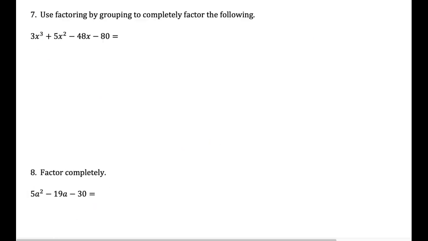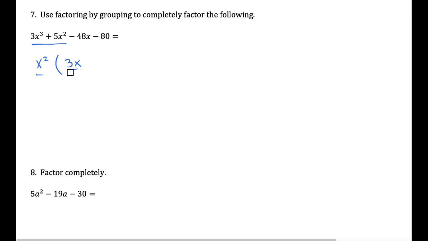This next one asks us to factor by grouping to completely factor the following. So completely factor means even if you think you're done, look at it and see if anything else factors. When we're asked to factor by grouping, almost always they've grouped it nicely for us. So just look at the first two and see if anything factors. Well, I see that an x squared can come out of both of those terms, and I end up with 3x. So when you multiply these back together again, you should get 3x cubed, and you do.